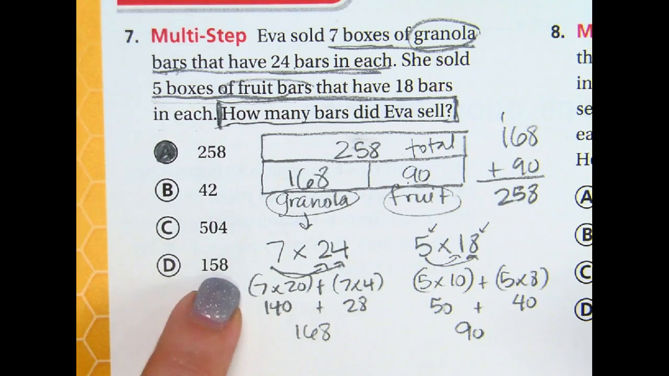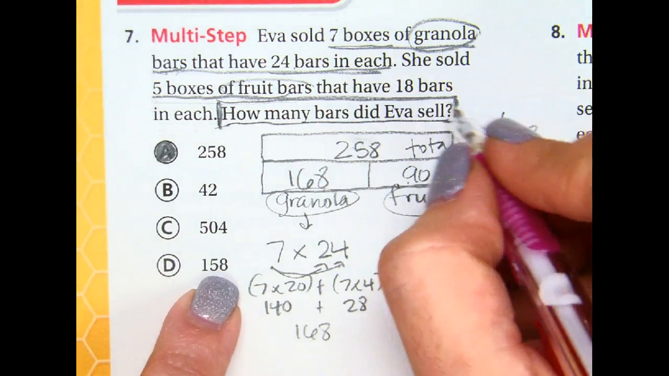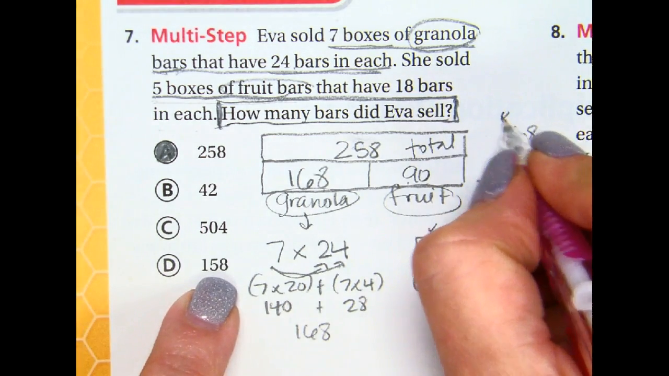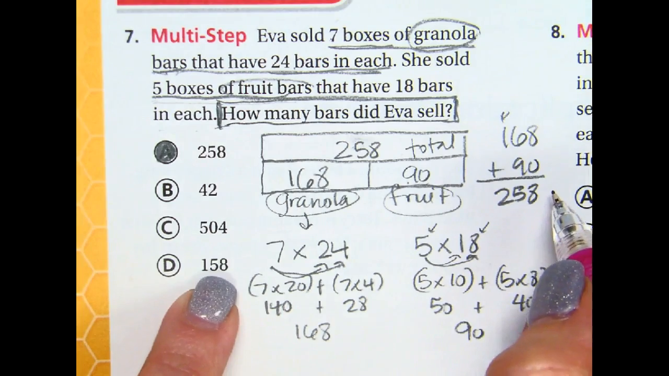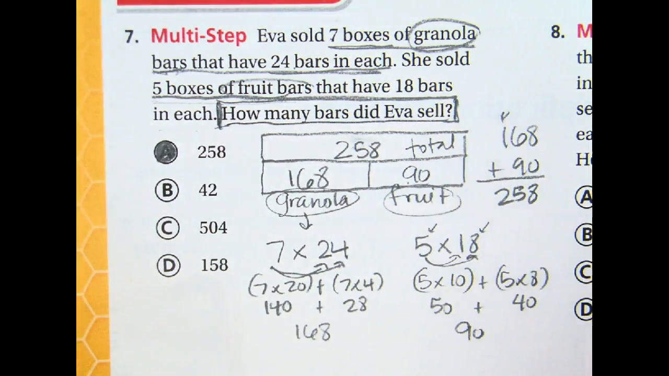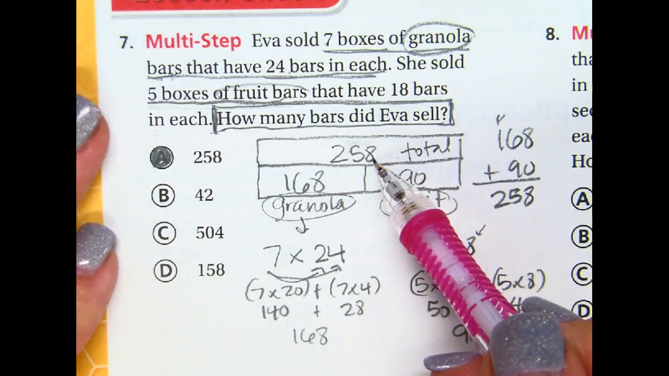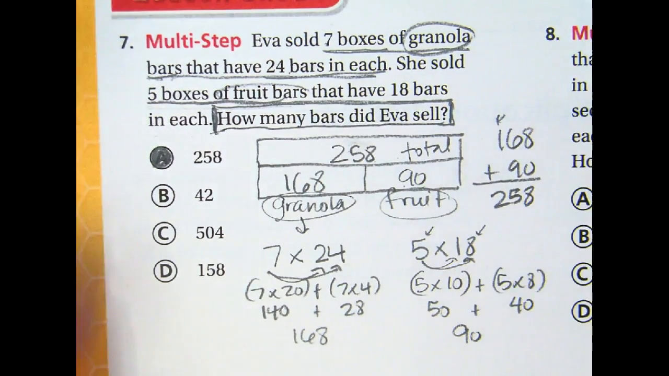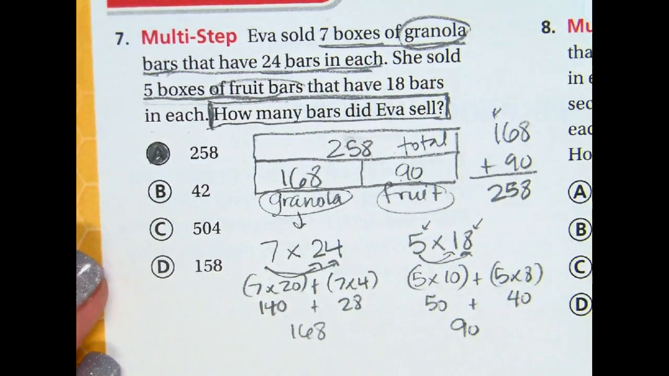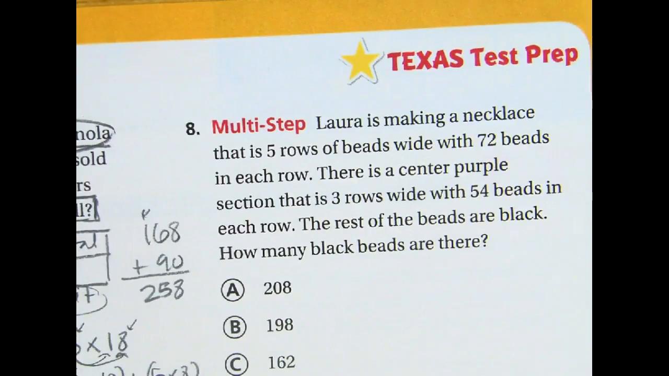The trick here is if you added them incorrectly and forgot to carry this 1, then you would have gotten 158. So just be really careful when you're looking at these and make sure that you're finding the information that you need to find out, but chunk it up into parts. Okay, so check your work with number 7 and see if it matches that. Okay, so now let's go across to number 8.